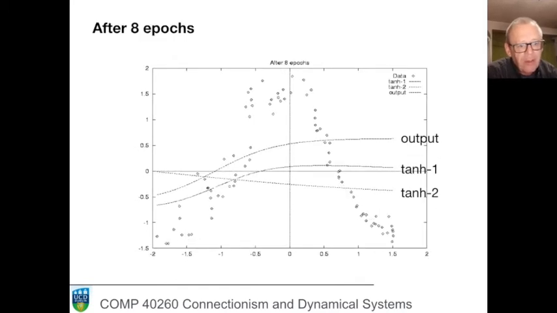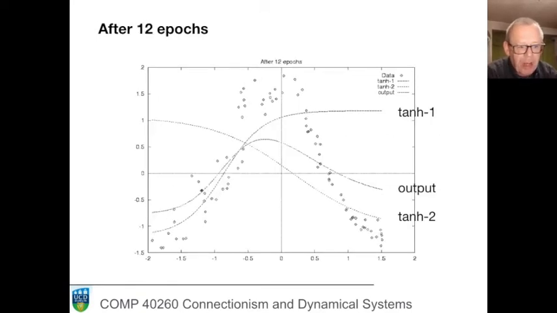So after 8 passes through our data set, what we can see is that the functions have changed, but not a great deal. You can see the output, which combines the tanH1 and the tanH2 and an offset, is elevated. It's got a little bit of a bump in it, but it's still not a good model. That's after 8 passes through the data.